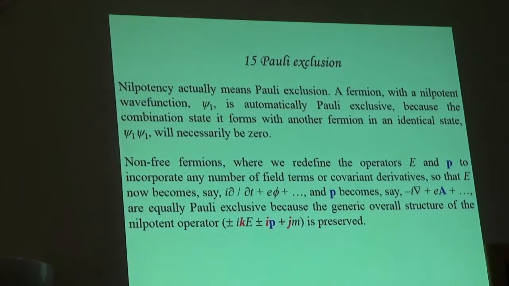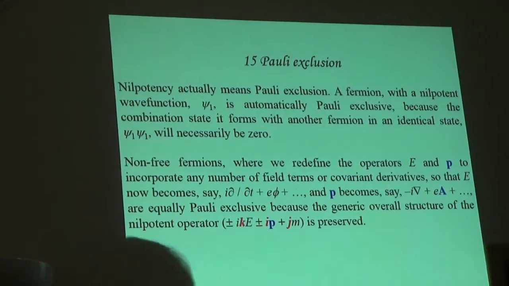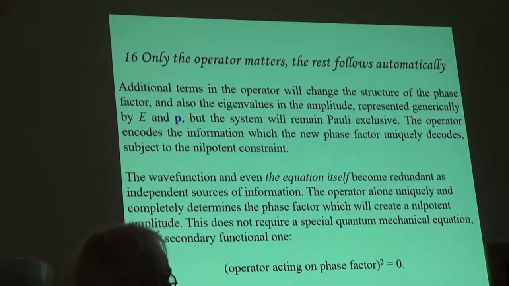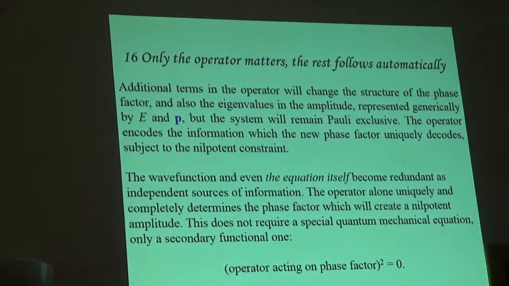And what does nilpotency actually mean immediately? Well, it means Pauli exclusion. If you have two fermions with the same nilpotent wave function, they're going to cancel each other out. And it doesn't matter whether they're free or whether they've got terms like this in potentials. It doesn't matter what kind of wave functions they are, they will cancel each other out. And what is important in this version is only the operator. The rest doesn't matter. We don't even need an equation. Much as I admire the Dirac equation, we don't actually need it.